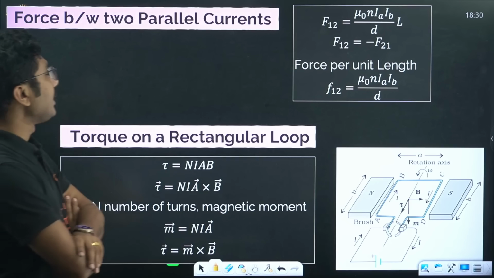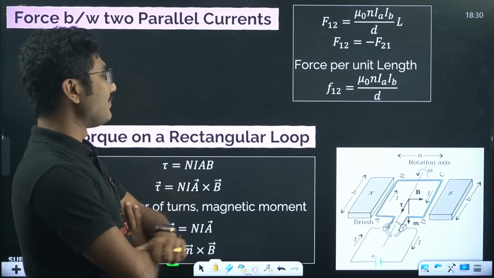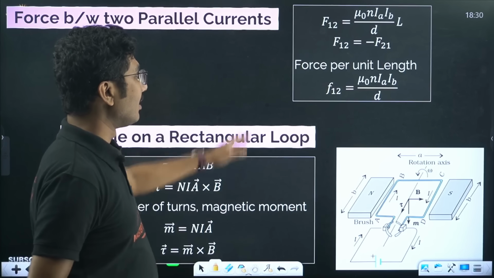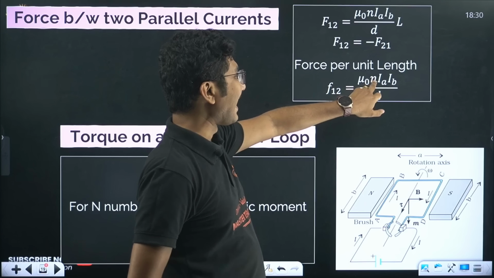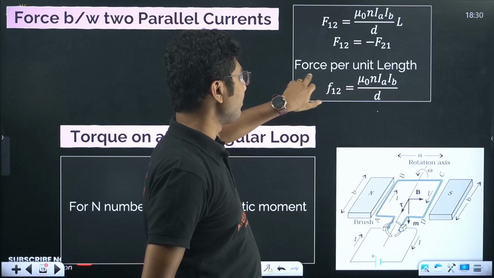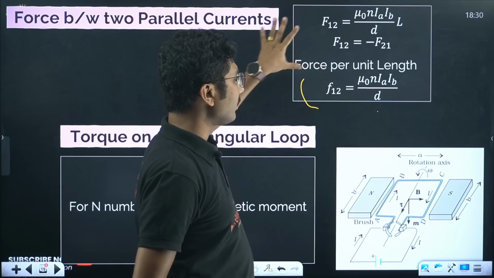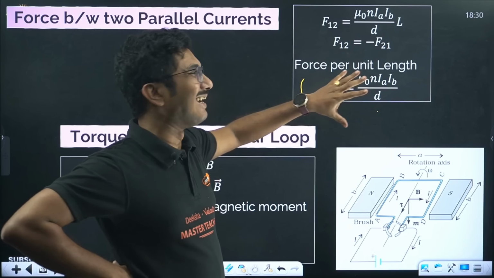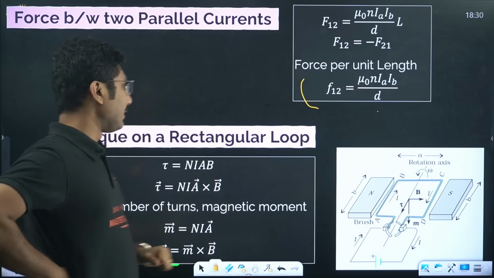Now the force between two parallel currents, per unit length, is given by mu naught I A I B by 2 pi D. This is the force per unit length, and if you want to calculate the force for a certain length, you have to multiply it with the length.